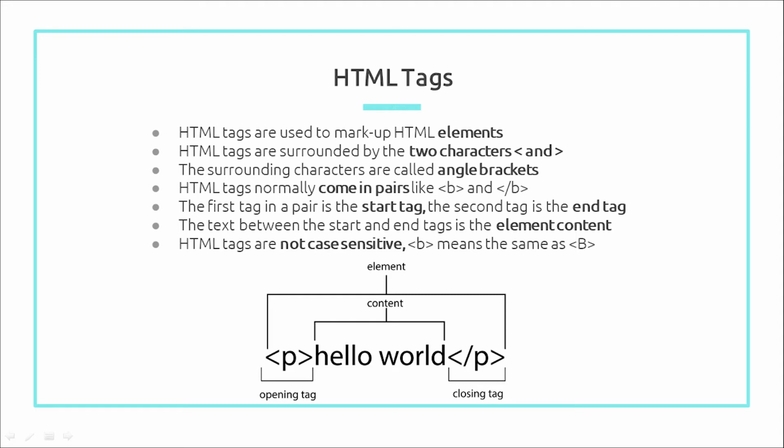HTML tags. HTML tags are used to mark up HTML elements. HTML tags are surrounded by the two characters less than and greater than. The surrounding characters are called angle brackets. HTML tags normally come in pairs like B and /B. The first tag in a pair is the start tag, the second tag is the end tag. The text between the start and end tags is the element content. HTML tags are not case-sensitive; small b means the same as capital B.